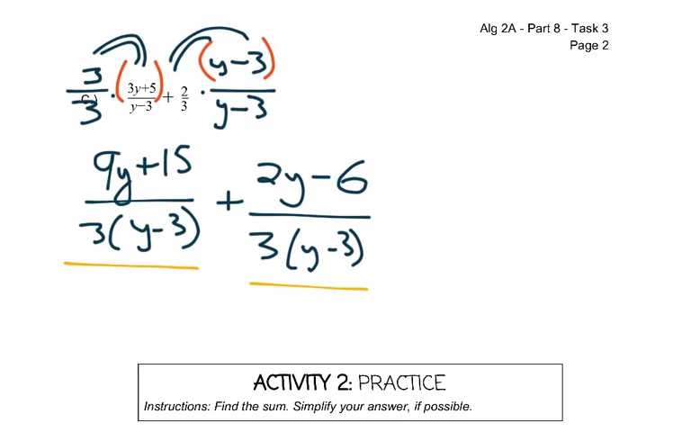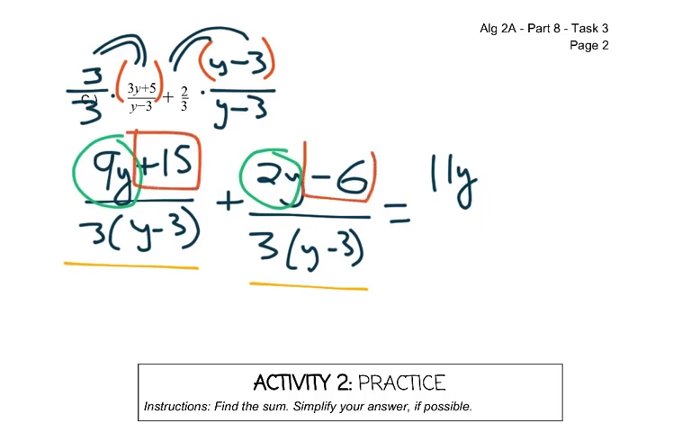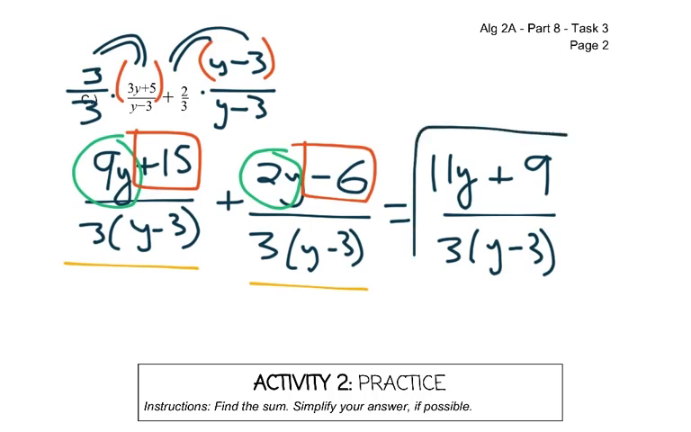So now I can combine the like terms. So I've got a 9y plus a 2y, and so that gives me 11y. And then I've got a plus 15 and a minus 6. So that gives me positive 9 all over 3 times y minus 3. And I do want to check 11 and 9 and see if they have any common factors with the 3. And they don't, because 11 is prime, and so then that is the final answer.